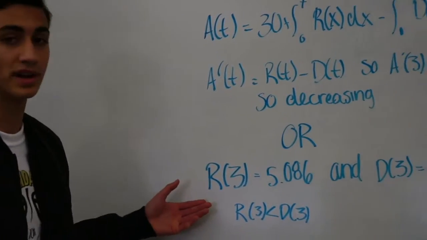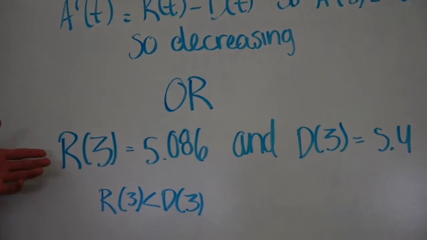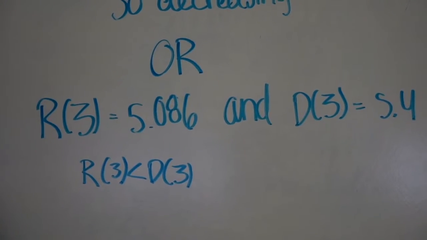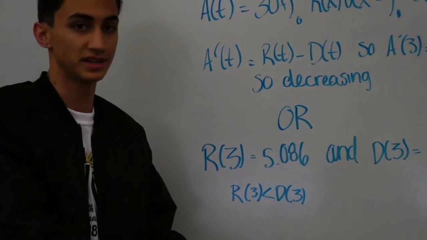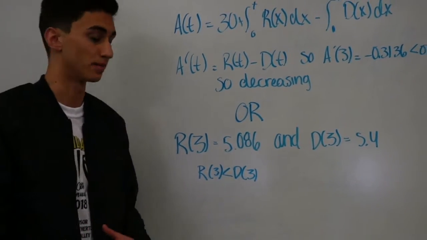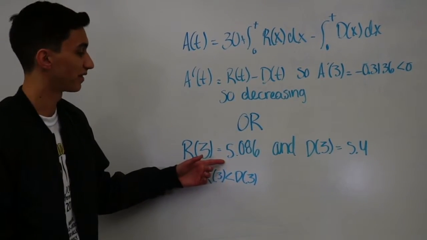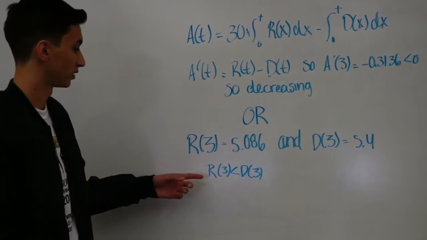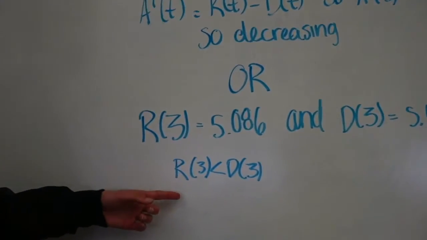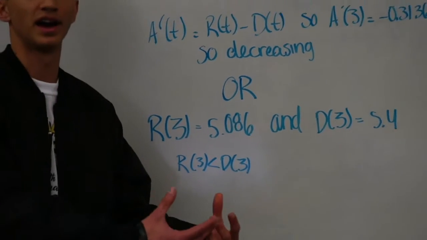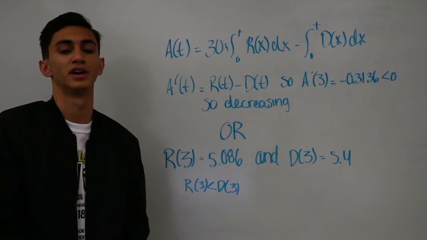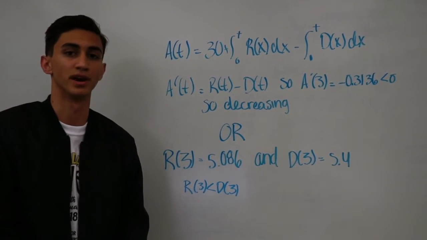And so then another way that Mr. Calculus offers to do it is to find R of 3 and then to find D of 3 and compare them. To find the rate at which water is being flowed in, and the rate at which water is draining out. So we find that R of 3 is equal to 5.086 and D of 3 is equal to 5.4. Based on this, we can conclude that D of 3 is greater than R of 3. So therefore, water is being drained out at a larger rate, a faster rate, than water is being flowed in. So therefore, it is decreasing at time equals 3 hours.